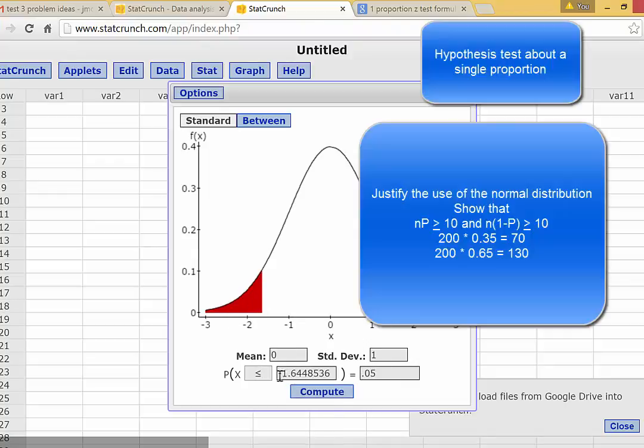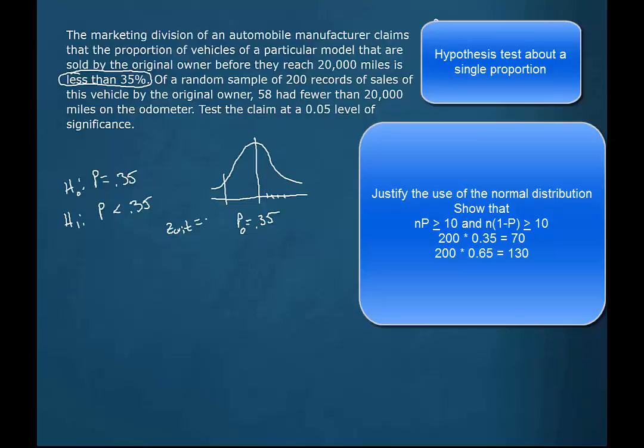So what is that value? It's minus 1.645 if we round to 3 decimal places. So this z-critical value will be minus 1.645. And our decision rule would be if our z-test value is less than minus 1.645, we would reject the null hypothesis.